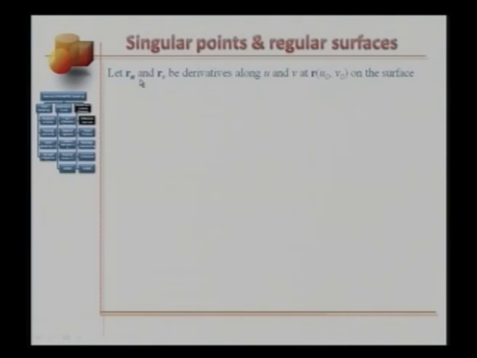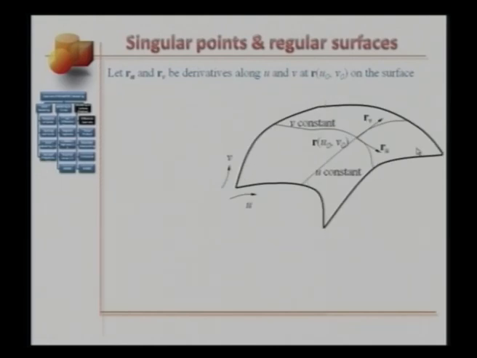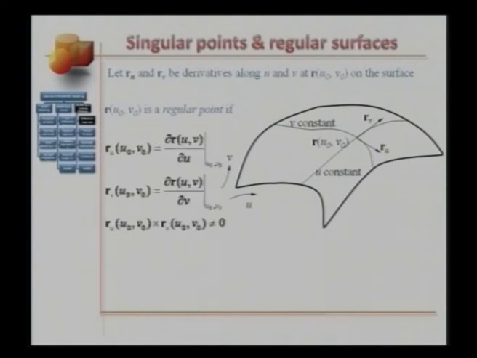Let R sub u and R sub v be derivatives along u and v at the point R of u sub 0, v sub 0 on the surface. So we have the surface patch, we have the parametric directions identified u and v, we have the curves corresponding to the constant parameter value u and the constant parameter value v. These intersect at R of u sub 0, v sub 0, and we have at this point tangents R sub u, R sub v. So this point R of u0, v0 is a regular point if these conditions are satisfied.